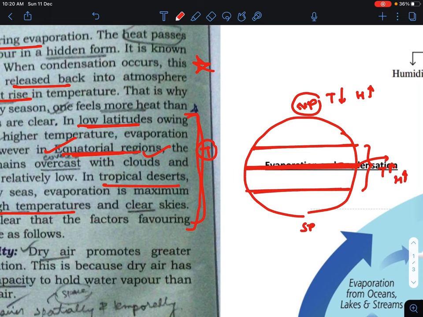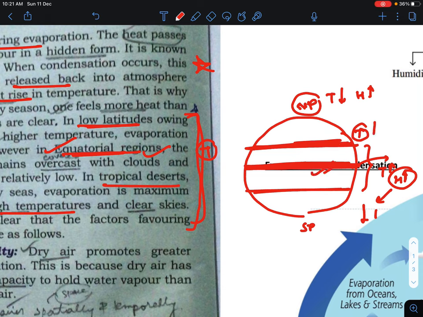Now if we talk about these low latitudes, here the temperature is also relatively high. Why? We will see that in the equatorial region, due to high humidity, condensation and precipitation happen and rain falls. But in this region that does not happen that much. So in this area the temperature is relatively high as compared to the equatorial region.